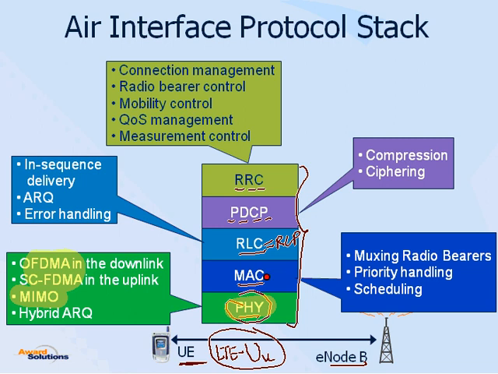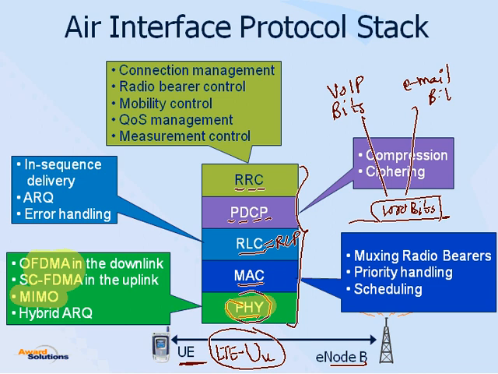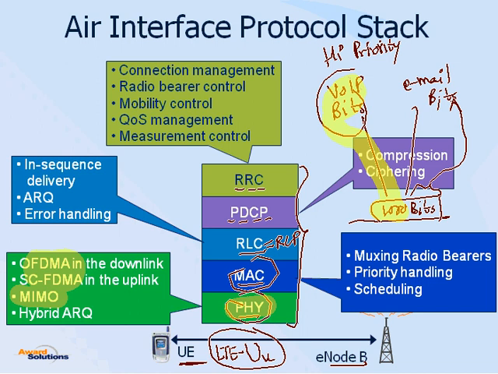The MAC layer will do the scheduling. So for example, which user should get how much data rate? That is the scheduling. It can also take care of priority handling. So let's say I have space for 1000 bits for some user. Then I will say, okay, what kind of data do I have? I have voice over IP bits. I have some sort of email bits, I need to send some email. But then the MAC layer says, oh, voice over IP, high priority. Let me first fill up the packet with my voice over IP bits, and whatever space is left over, I will put some email bits. So the MAC layer will do that kind of prioritization.